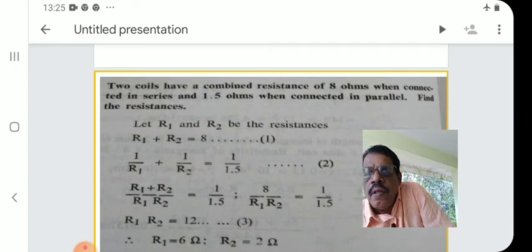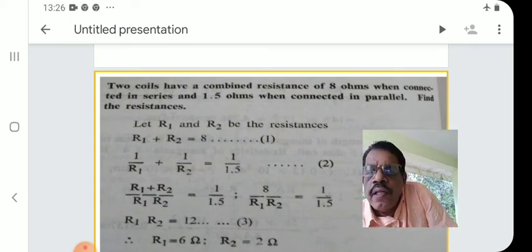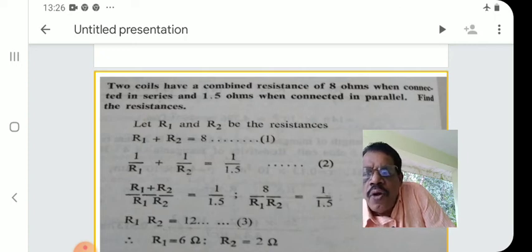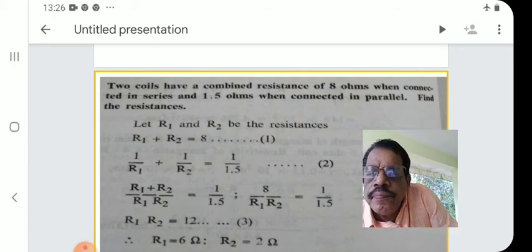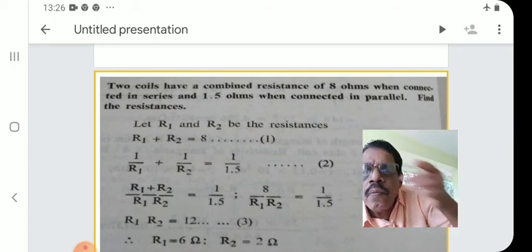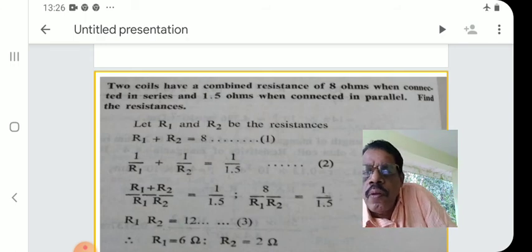Equation number 1. Now, the parallel formula. 1 by R1 plus 1 by R2 is 1 by R. R is, in this case, 1.5. Therefore, 1 by R1 plus 1 by R2 is equal to 1 by 1.5. Then we add, R1 R2 is LCM. In the numerator, R1 plus R2 is equal to 1 by 1.5. That is 8 by R1 R2 is 1 by 1.5. Cross multiply. R1 R2 is equal to 8 into 1.5, that is 12.